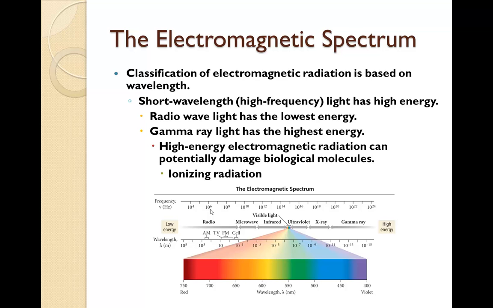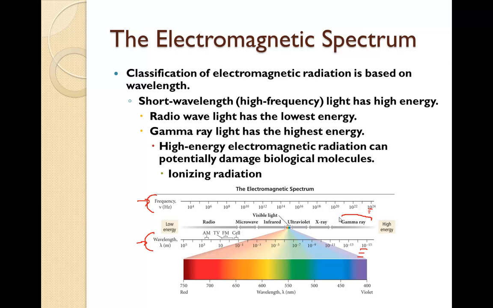The classification of electromagnetic radiation is based on the wavelength. So here's frequency, here's wavelength. It's typically based on wavelength, but it could be both because they are proportionate. Notice as the wavelength gets smaller, the frequency gets bigger. Short wavelength, high frequency light has high energy. So here's the shortest wavelength and the highest frequency.